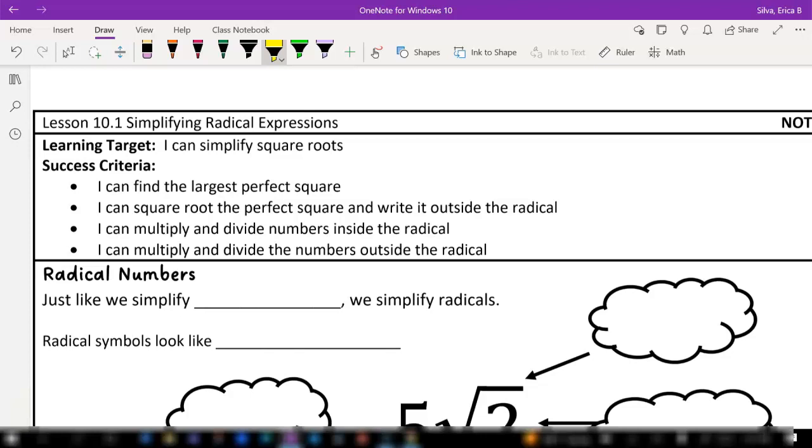So our learning target is to be able to simplify square roots. To be successful, we need to be able to find the largest perfect square, find the square root of that perfect square, and write it outside the radical. And then we can multiply and divide the numbers inside the radical and multiply and divide the numbers outside the radical.